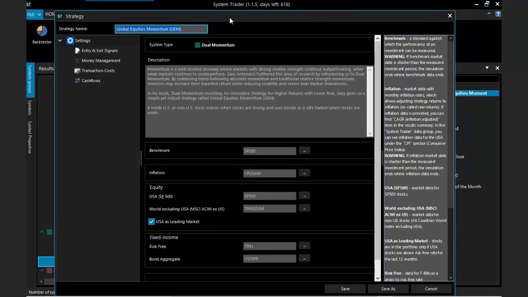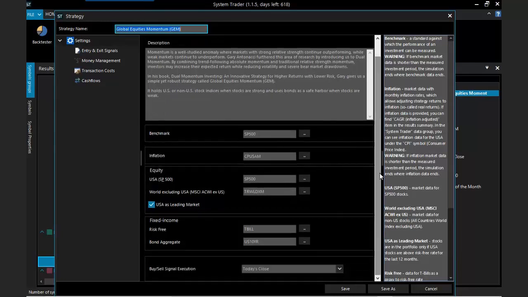And Gary Antonacci came out with the idea that he has a portfolio which is constituted of either equities or fixed income. And if the stocks are strong, meaning that they are providing positive returns over the last 12 months, then we are holding stocks in our portfolio. And the stocks are divided into two pieces, exactly as the world of equities is divided.